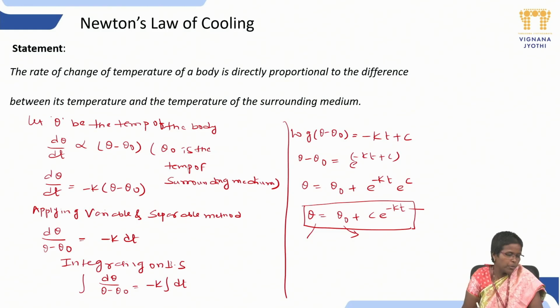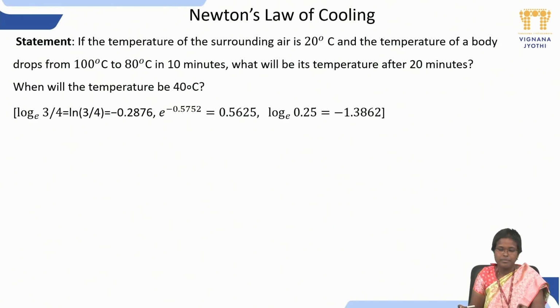Now, let us discuss one problem related to Newton's law of cooling. Let us read the given question. What is given here? The temperature of the surrounding air is 20 degrees centigrade, and the temperature of the body drops from 100 degrees centigrade to 80 degrees centigrade in 10 minutes.